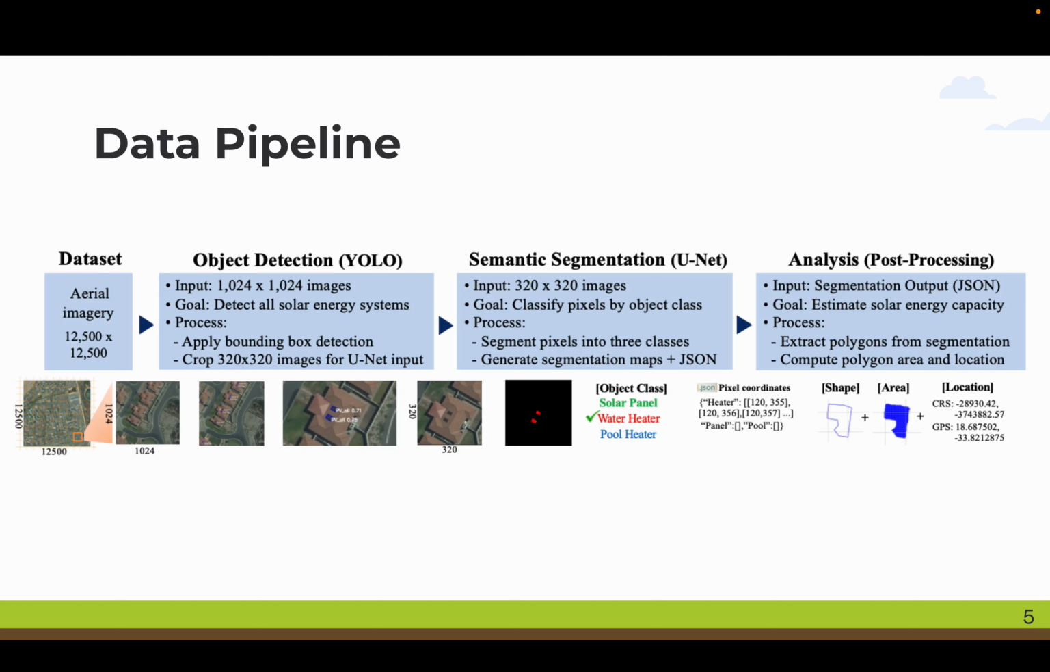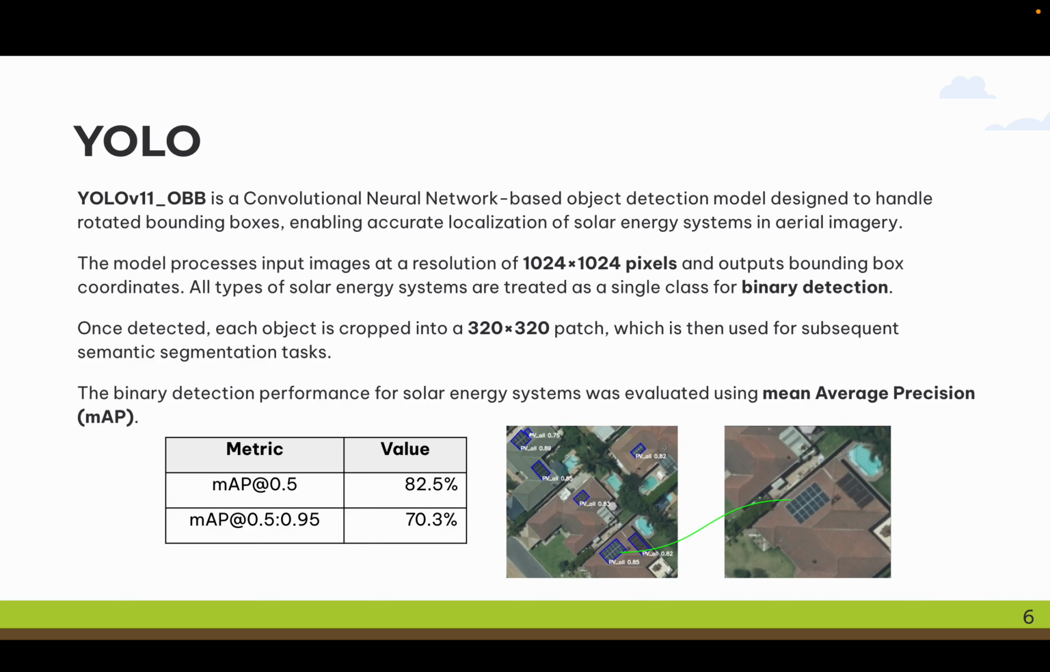And for the data pipeline, we start with the large aerial images at 12,500 by 12,500 pixels, which are too big to process directly. So we first run a YOLO model for object detection on 1024 by 1024 tiles to find solar objects using bounding boxes. And then we crop 320 by 320 patches around these detections and pass them to UNet for semantic segmentation into solar panel, water heater, or pool heater. And finally, we extract polygons from segmentation maps, calculate their areas, and map them using a coordinate system to estimate solar capacity with spatial accuracy.